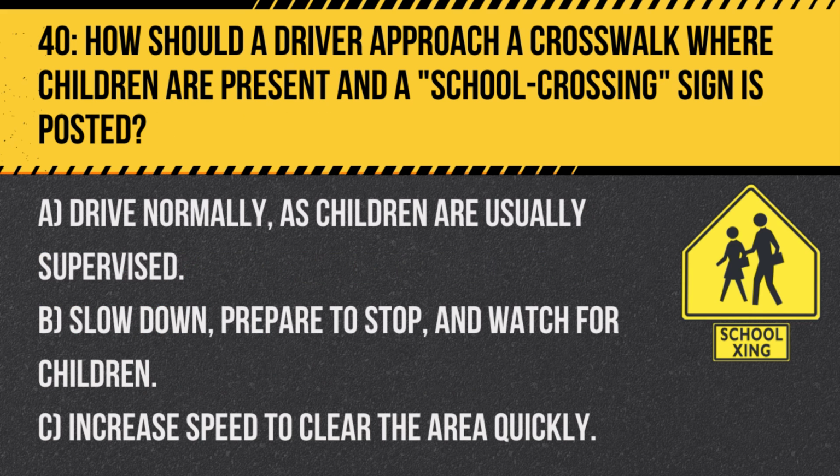Question 40. How should a driver approach a crosswalk where children are present and a school crossing sign is posted? A. Drive normally, as children are usually supervised. B. Slow down, prepare to stop, and watch for children. C. Increase speed to clear the area quickly.